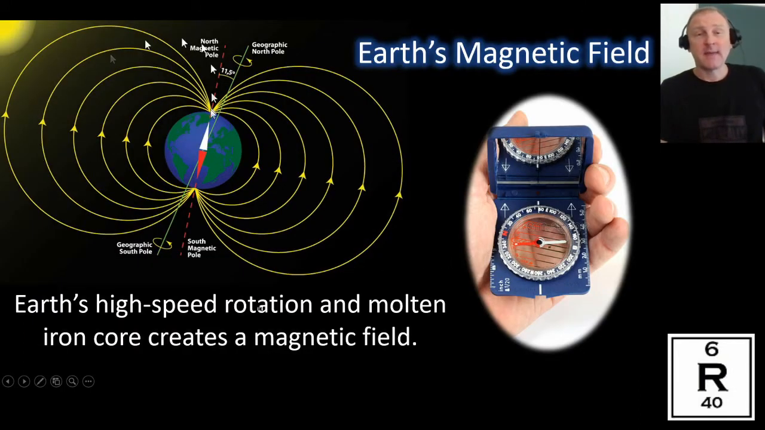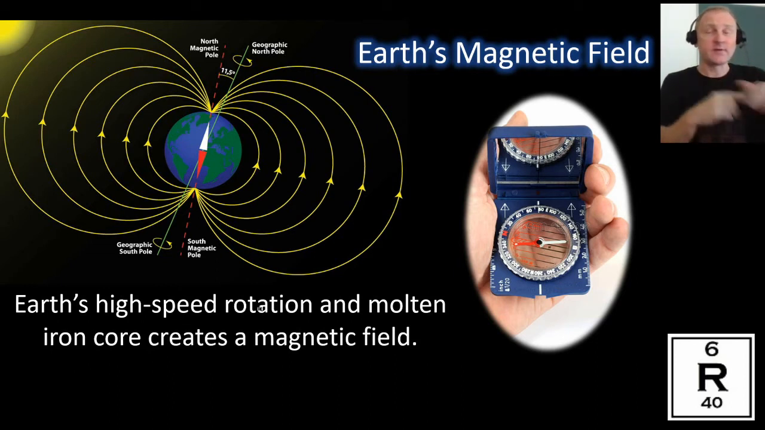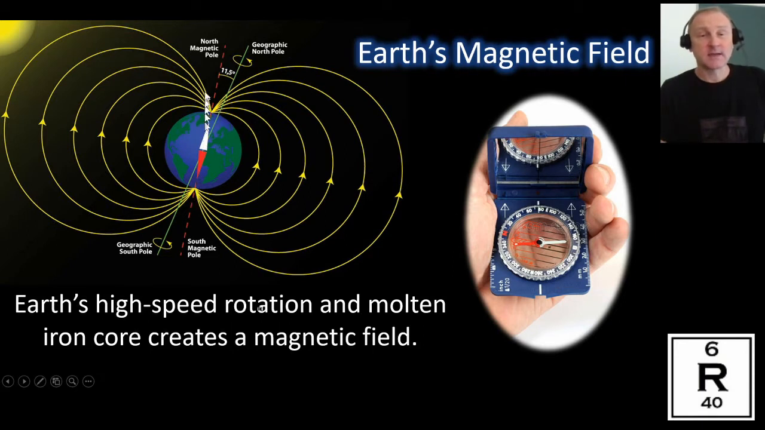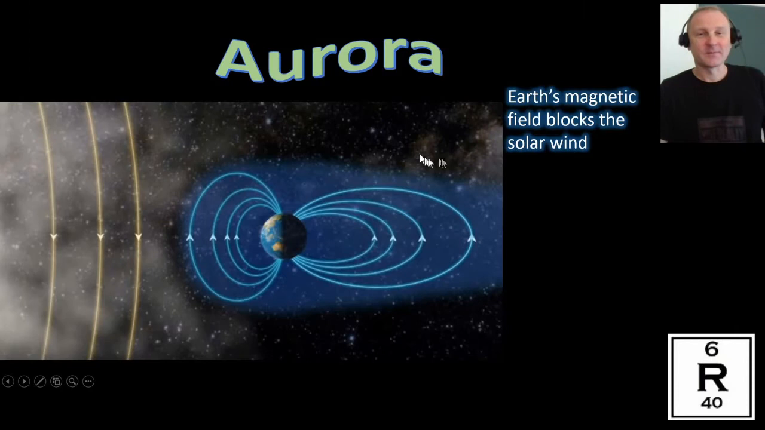Earth has a magnetic field around it, and this magnetic field helps protect Earth from the solar winds or the space weather. So Earth's high-speed rotation and molten core create a magnetic field. Because we've got an iron core and it's moving very fast, remember, energy moving creates a magnetic field, and it moves on this axis, so Earth has a magnetic field that comes from the poles of Earth. And that's how compasses are used, because we've got these magnetic poles, and so a compass will point you to the North Pole if that's what you're looking for.